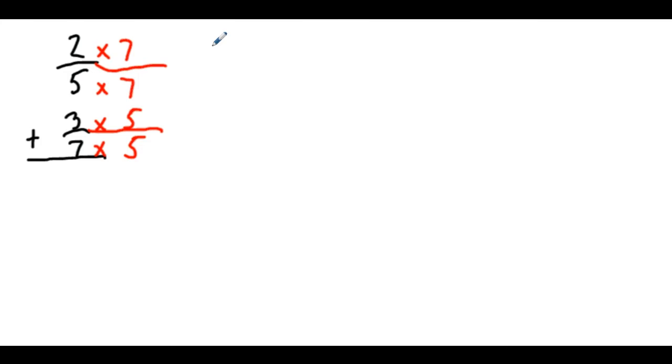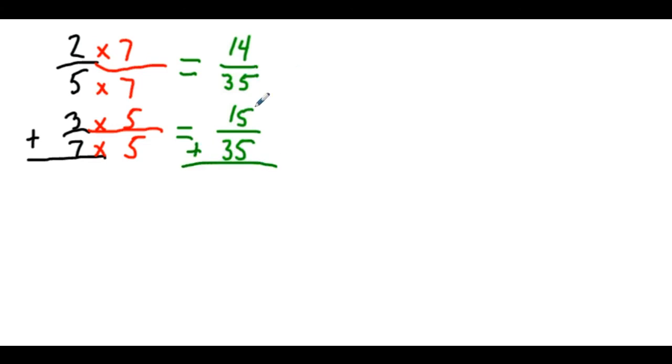So now I'm ready to move to the next part, which is to rewrite my fractions so that the denominators are the same. 2 times 7 equals 14 over 5 times 7 equals 35. Then I check the next one. 3 times 5 equals 15 over 7 times 5, which equals 35 again. And I don't want to forget my addition sign or my sum line. And again, we're ready to add or subtract.